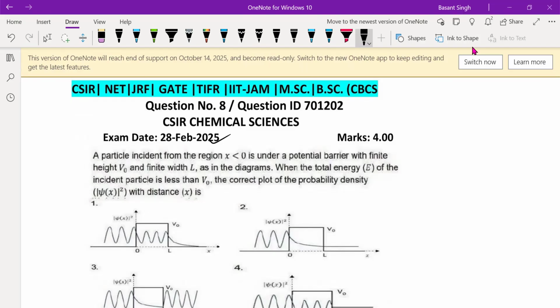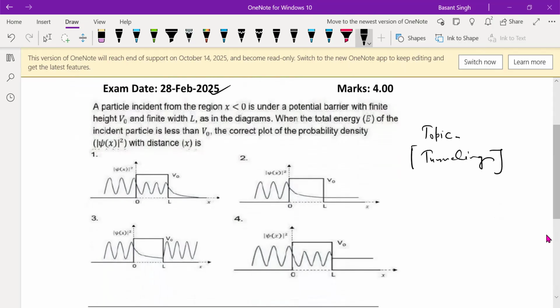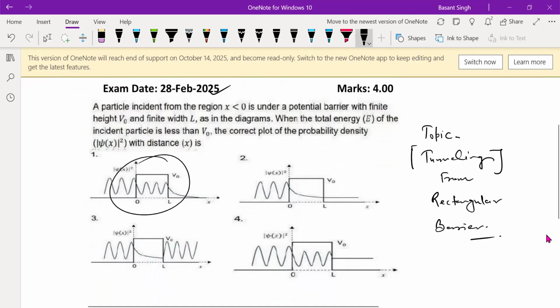So this question is from the topic of tunneling, or you can say tunneling from a rectangular barrier. Here this is the rectangular barrier.